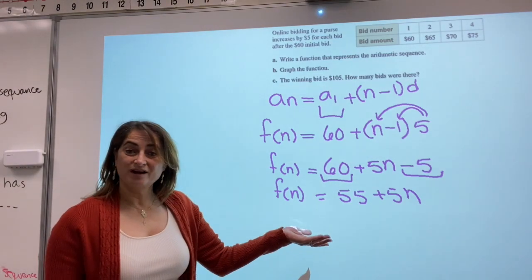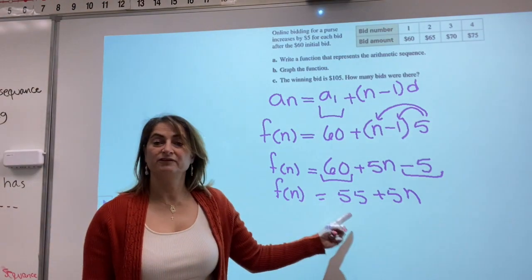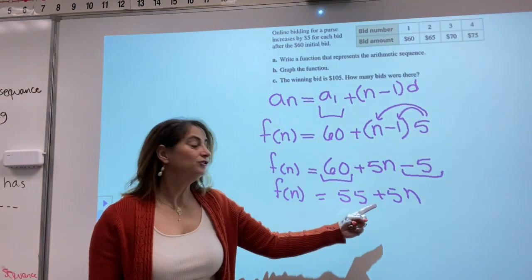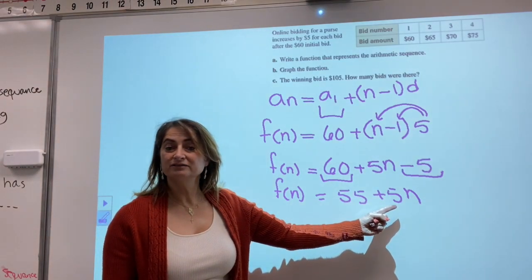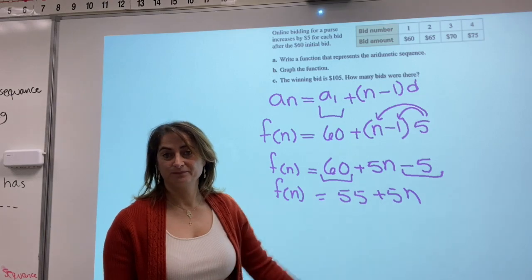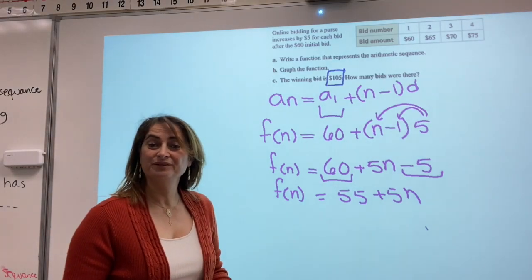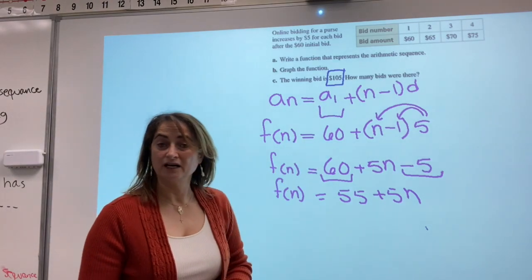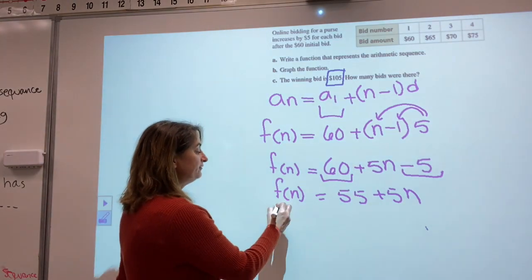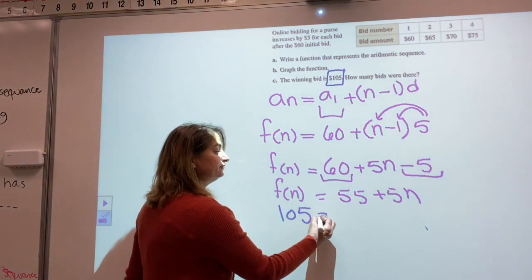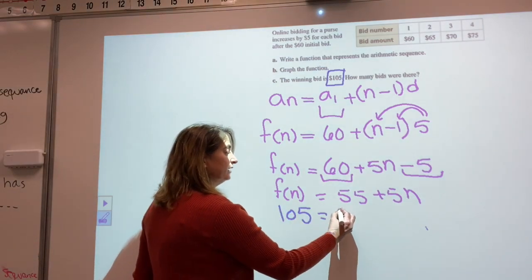Now, if you wanted to graph this equation, start on the y-axis at 55, and then increase by 5 for every one term. To find the number of bids that gave me $105, let's replace the f of n with 105 to find the n, which is the term.